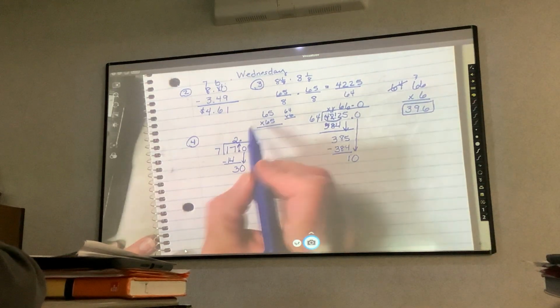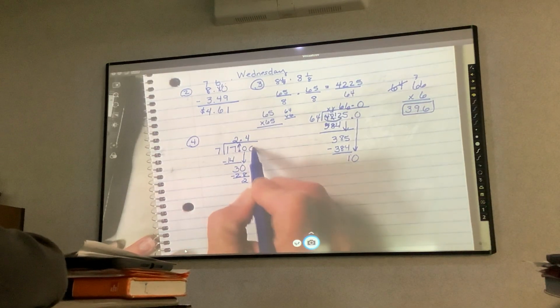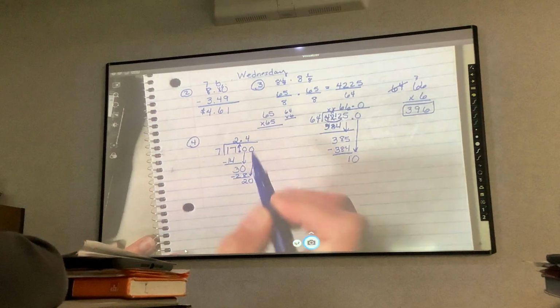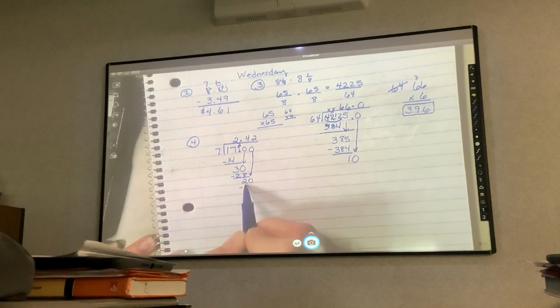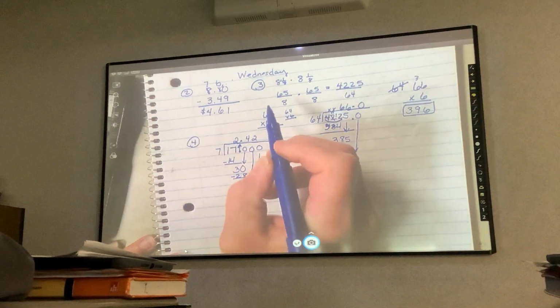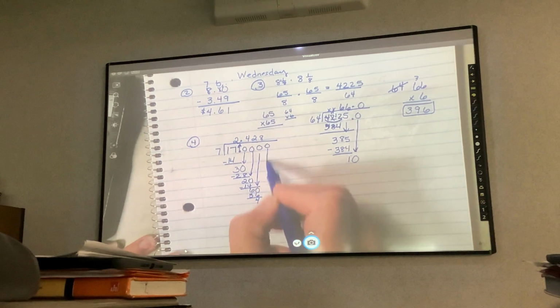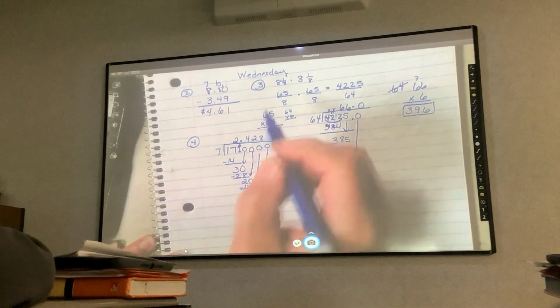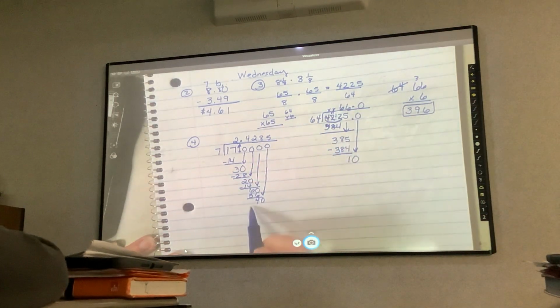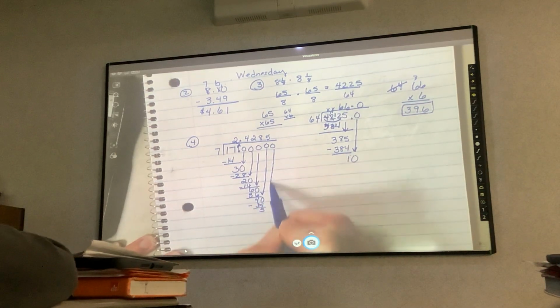7 goes into 30 4 times, which is 28, 2 left. Add a 0, bring it down. 7 goes into 20, 2 times. 14, which is 6 left. Add a 0. 7 goes into 60. 8, which is 56. 4 left. Add a 0. Goes into 40. 5 times. 5 left. Add a 0.